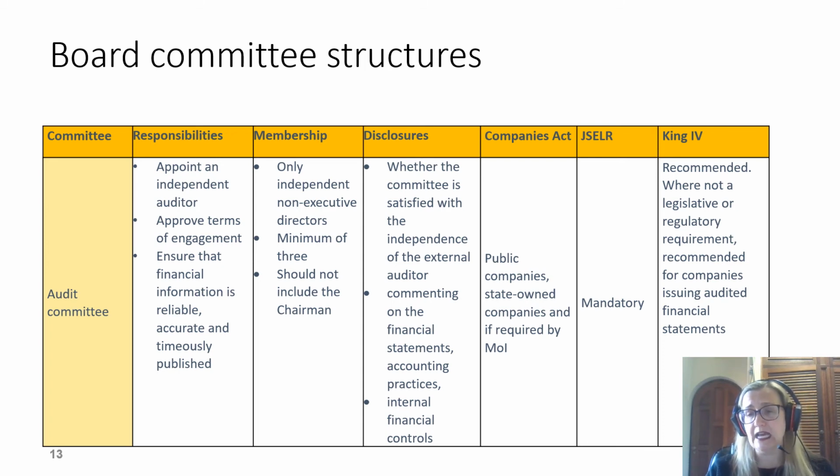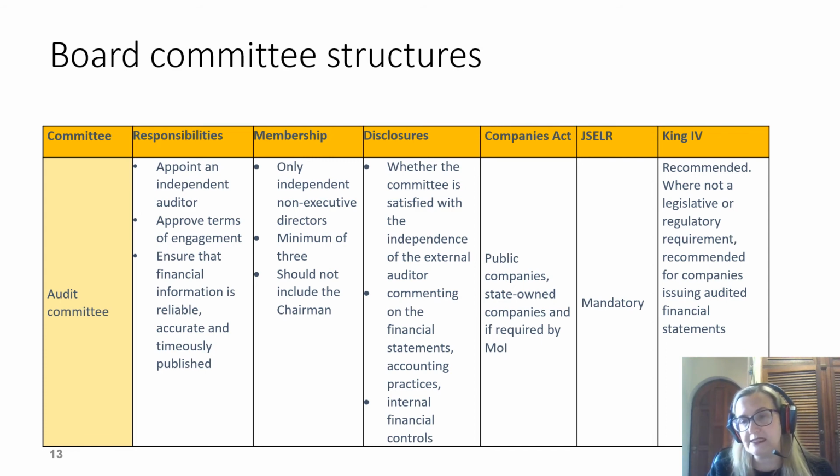King says try not to have your chairman on this committee. They don't like you to have your chairman as a member of this committee. This committee is then required to make certain disclosures. They must, amongst others, say that they are happy that the auditor is independent, and they must comment on the financial statements that are published, and they must have some sort of oversight into the financial controls of the company.